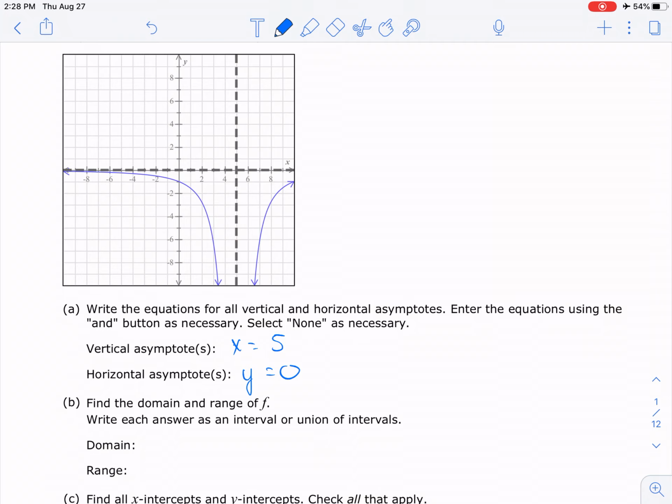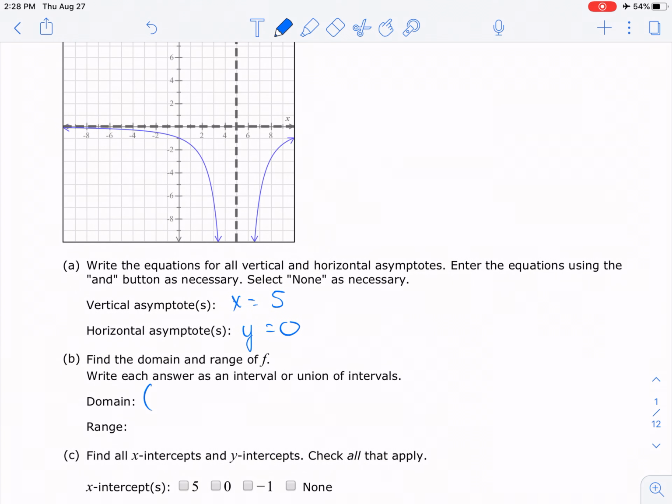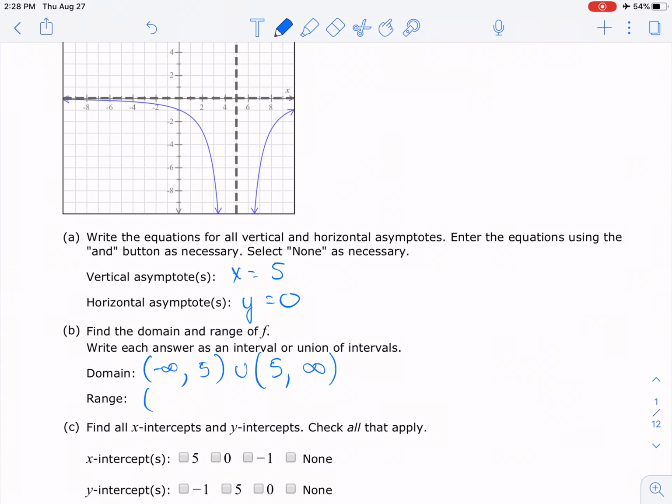So let's just write down the domain. The domain is going to be from negative infinity, and you see where the line is, that's going to be x equals 5. So it's going to stop at 5. And like I said, we are not allowed to cross or even touch that line, so we have to use parentheses. For the range, you can see that it approaches from negative infinity, and then it stops at 0, which is the horizontal asymptote.